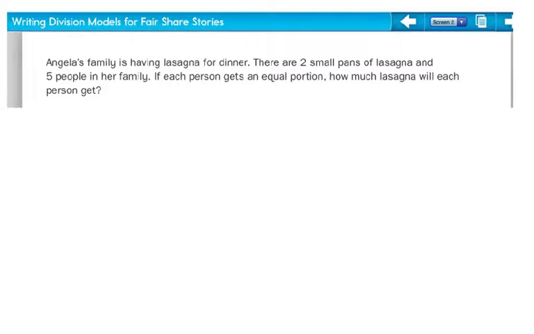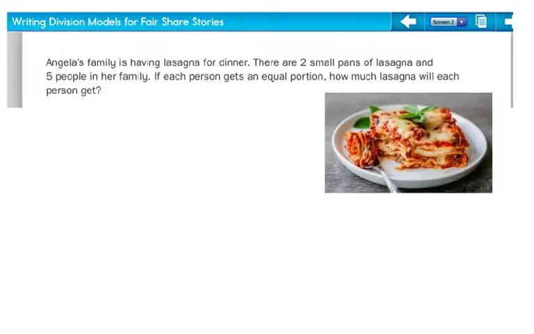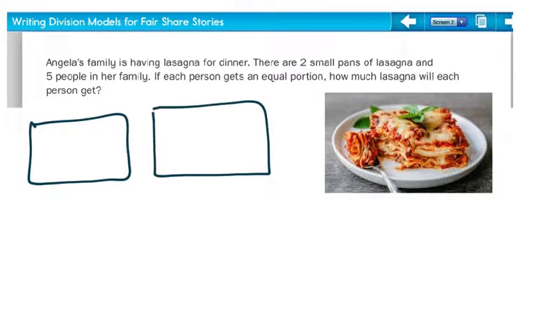Angel's family is having lasagna for dinner. Yum. There are 2 small pans of lasagna and 5 people in her family. If each person gets an equal portion, how much lasagna will each person get? Well, there's 2 small pans, so let's go ahead and draw those pans. Pan 1 and pan 2. Let's go ahead and divide those up equally.